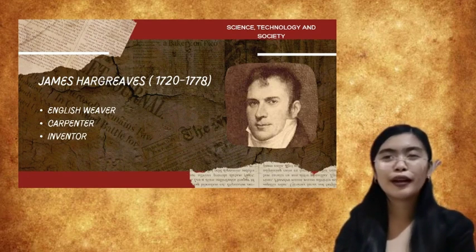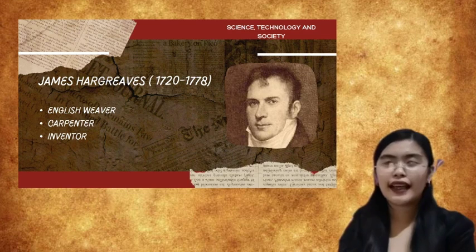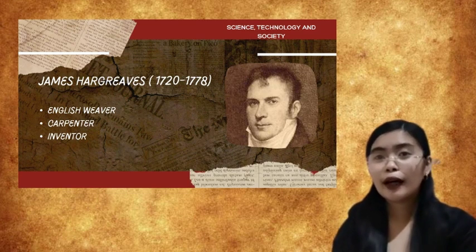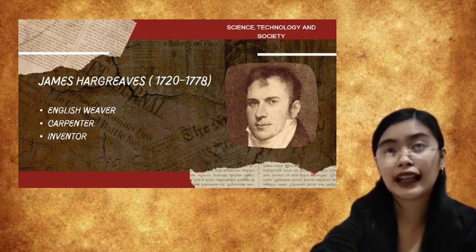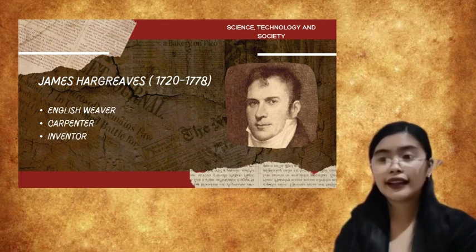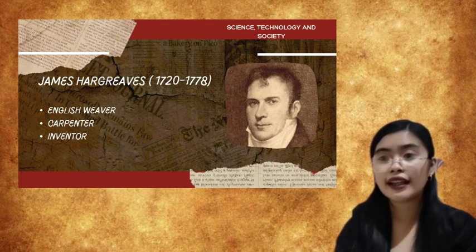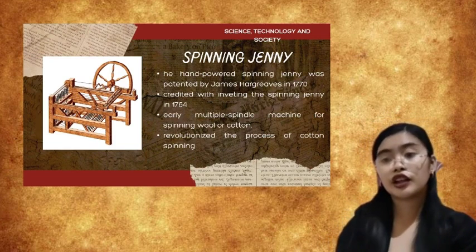He was born on December 13, 1720 and died on April 22, 1778. He was an English weaver, carpenter, and inventor who lived and worked in Lancashire, England. Isa din siya sa tatlong responsable sa mechanization of spinning. He is also credited with inventing the spinning jenny in 1764. At ano nga ba ang spinning jenny na ito?